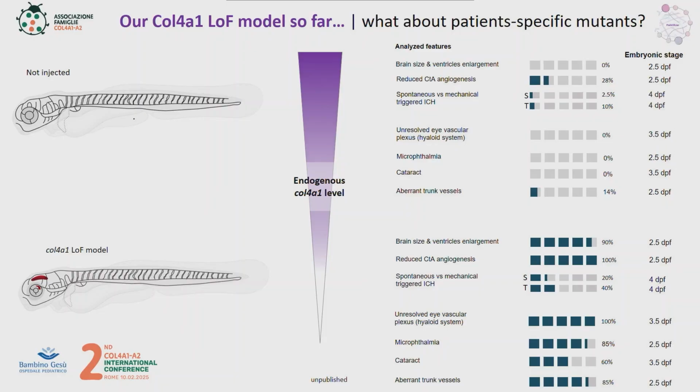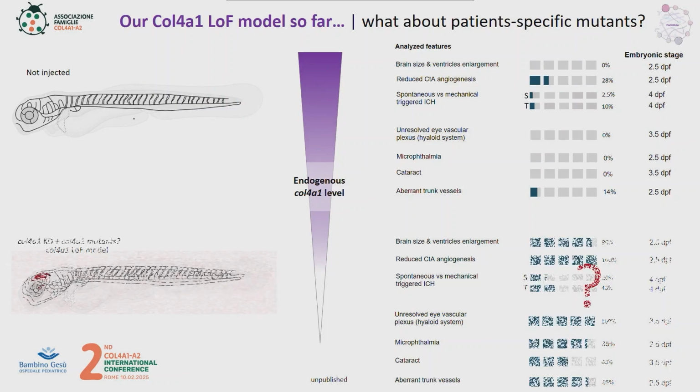Here you just see an overview of the control compared to our mutant of all the different vascular phenotypes, eye phenotype, microphthalmia, and also the hemorrhage.